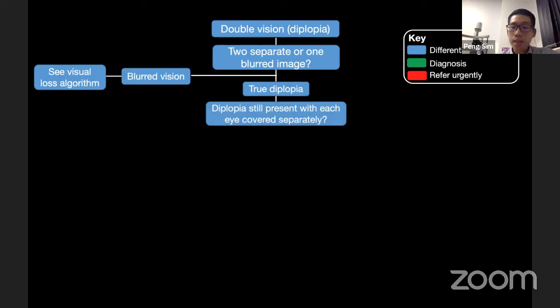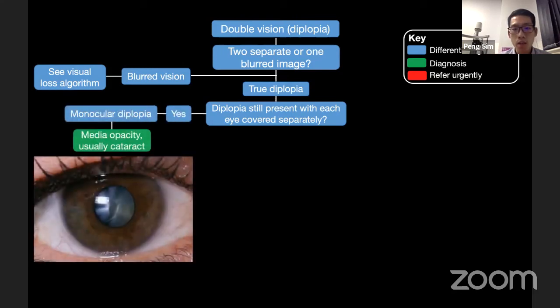So the next thing to do is ask the patient to cover one eye and ask them if the double vision is still there. If it's still there despite them covering one eye, then we would say that it's monocular diplopia. When we know that a patient has monocular diplopia, we can instantly take a sigh of relief, because this is nothing serious. Usually it's just due to some sort of media opacity, in this case a cataract.